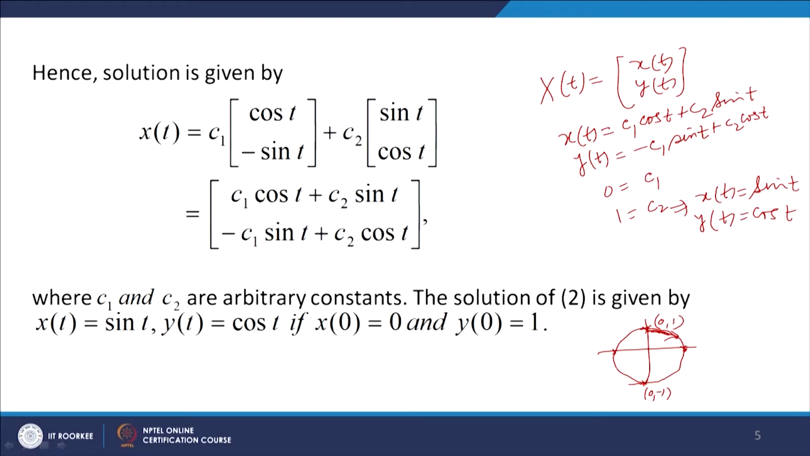So when t increases further from 3 pi by 2 to 2 pi, we come here, and this is your point minus 1, 0. So you can see here when we take x at t equal to 0 as 0 and y at t equal to 0 as 1, then x(t) equal to sin t and y(t) equal to cos t give us the solution path as x square plus y square equal to 1, and the direction on the curve, the circle, is in the clockwise direction.